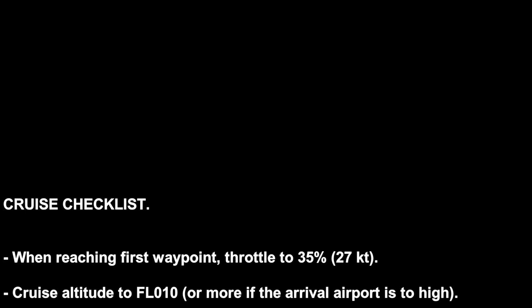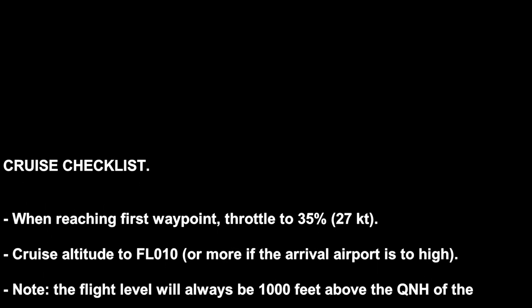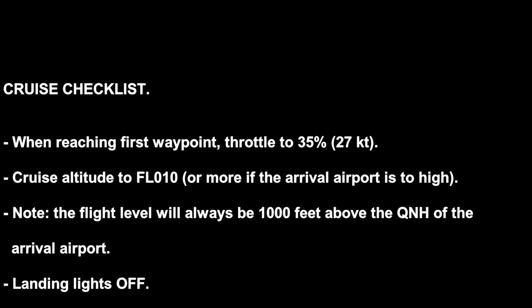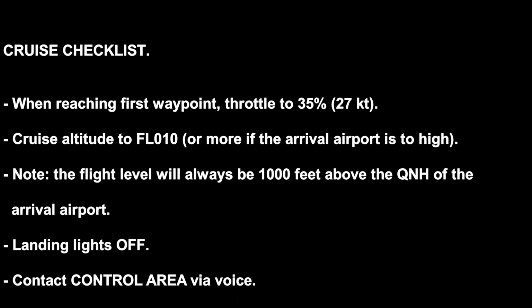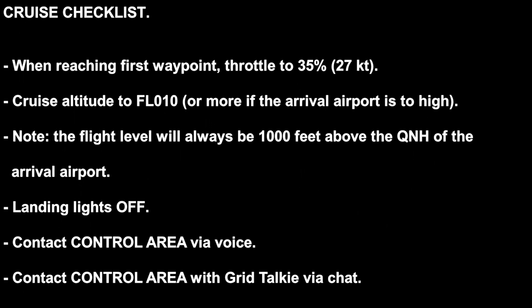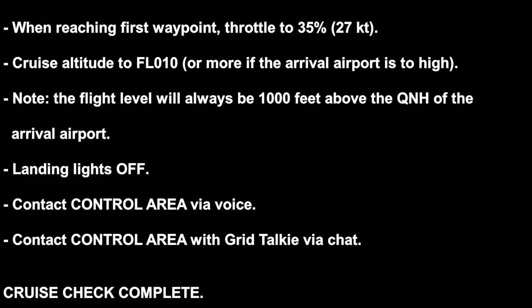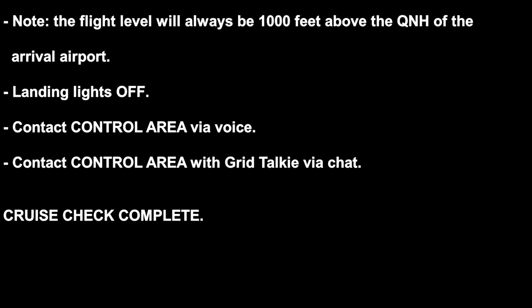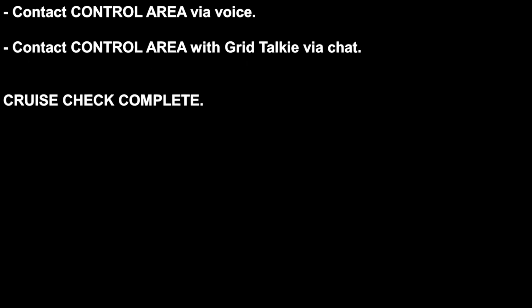Cruise checklist. When reaching first waypoint, throttle to 35%, 27 kT. Cruise altitude to FL010, or more if the arrival airport is too high. Note, the flight level will always be 1000 feet above the QNH of the arrival airport. Landing lights off. Contact control area via voice. Contact control area with grid talkie via chat. Cruise check complete.